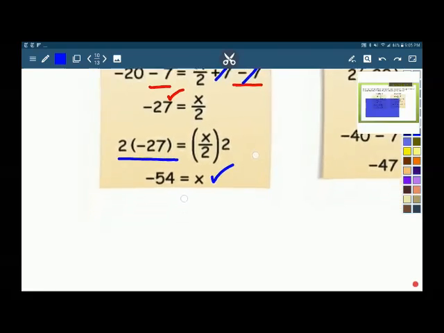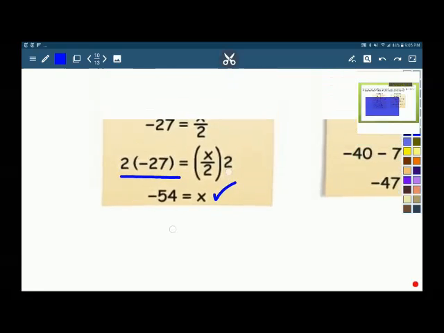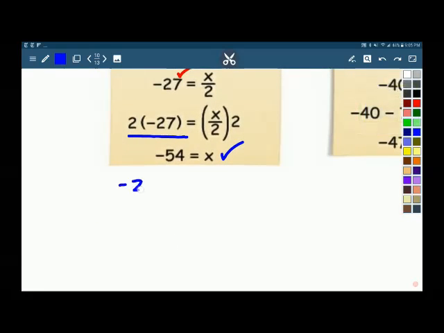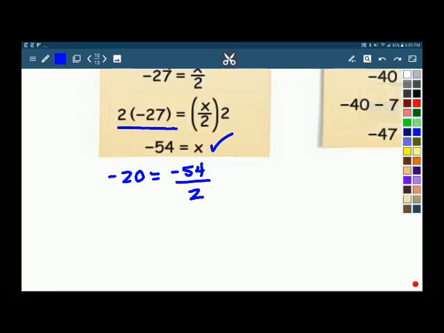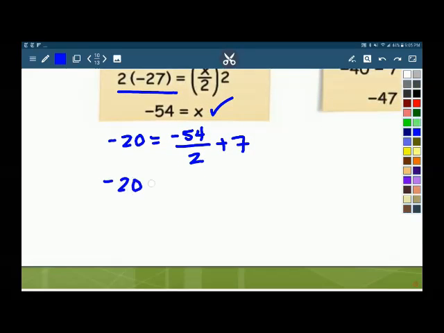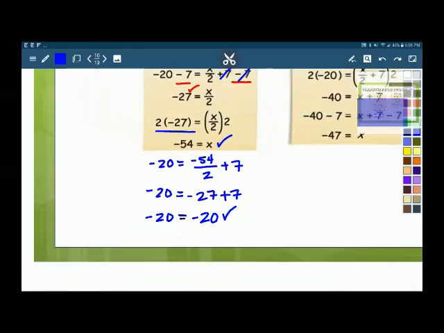Okay, I'm also going to check this student's work by plugging it back into the original problem. So negative 54, let's see, we've got negative 20 is equal to negative 54 divided by 2 plus 7. Okay, so negative 20, does that equal negative 54 divided by 2? If you type that in your calculator, you get negative 27. And then negative 27 plus 7 is actually negative 20. So that does work out. So the answer should be negative 54.